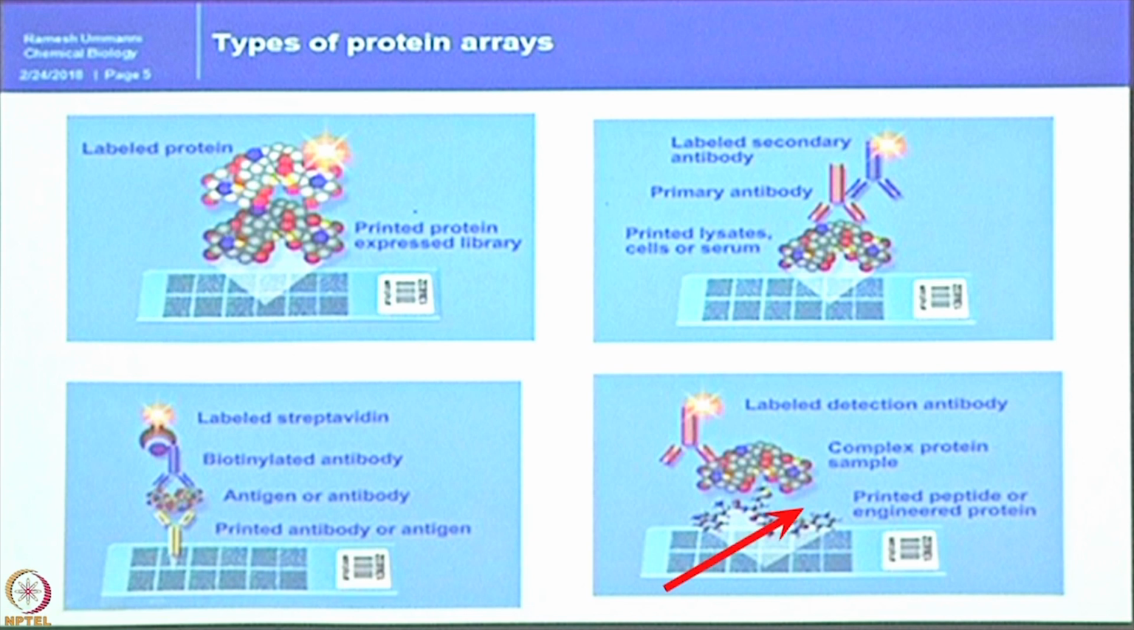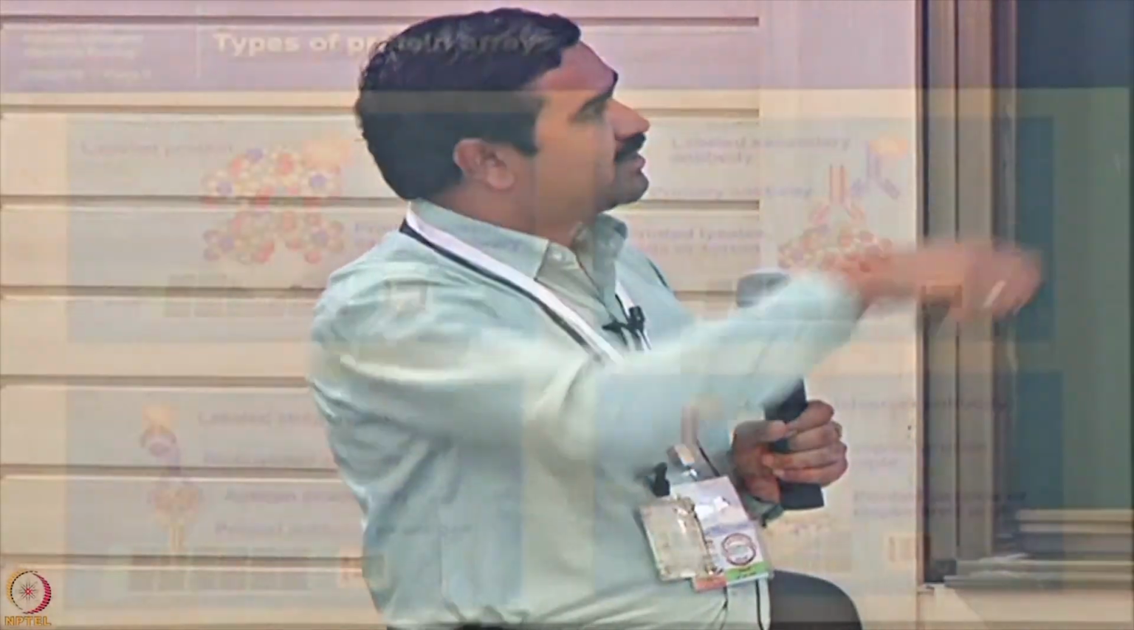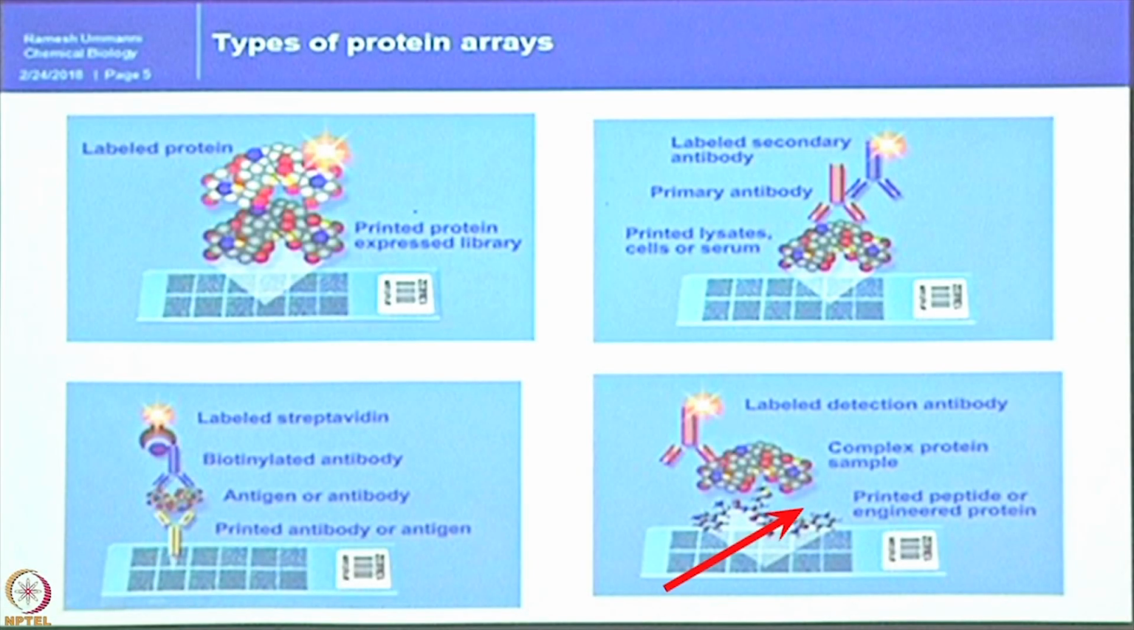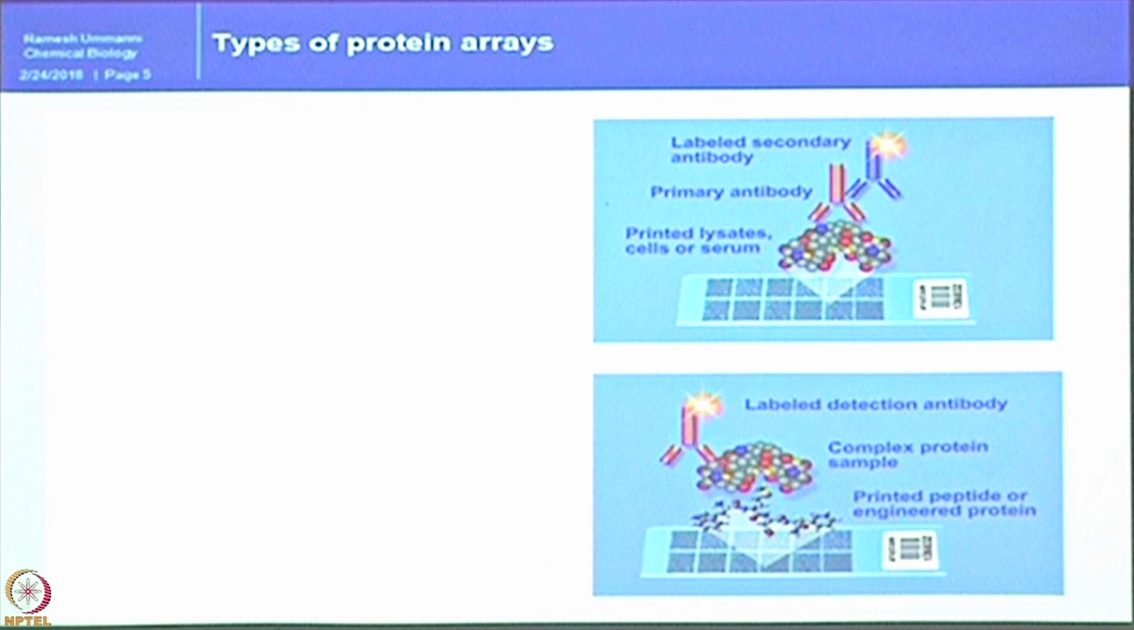Here you can make peptides, small peptides or engineered proteins like Sanjeeva explained this morning. You can spot them here, and you can also take a complex mixture of proteins already pre-labeled and add that mixture onto the slide. So those proteins which have affinity towards these peptides or engineered proteins will bind. More or less these two cartoons explain a similar approach, but there is a little difference. Here you see the printed full-length protein is spotted, and here only the peptide is spotted.